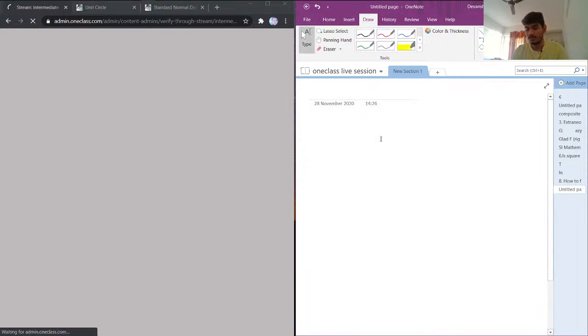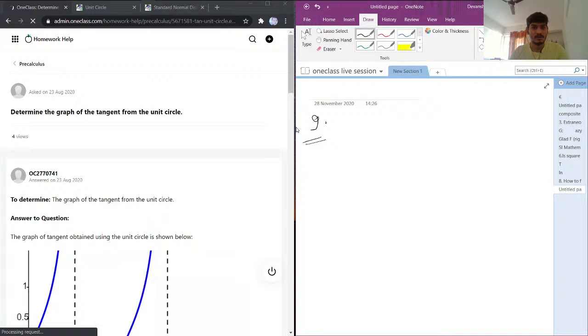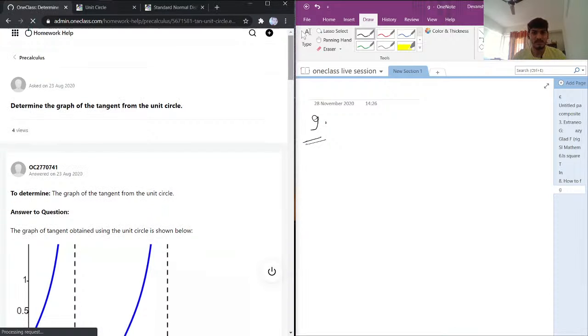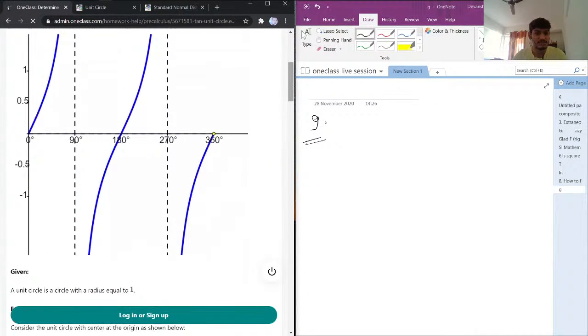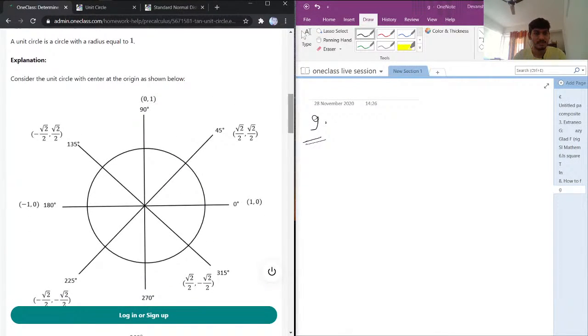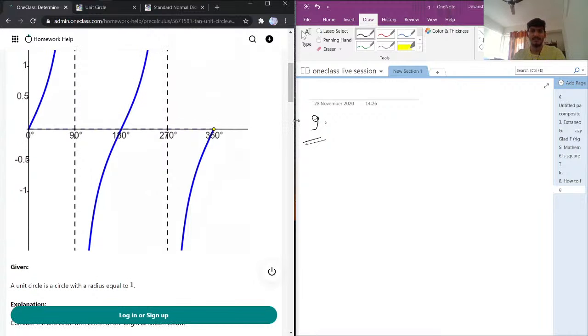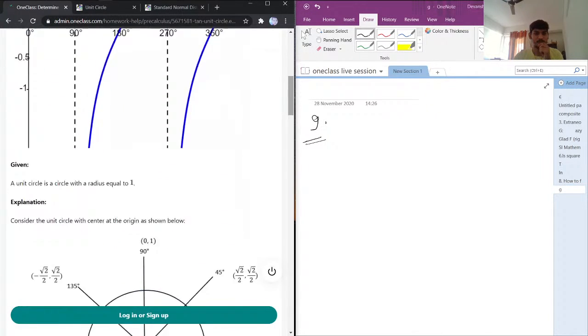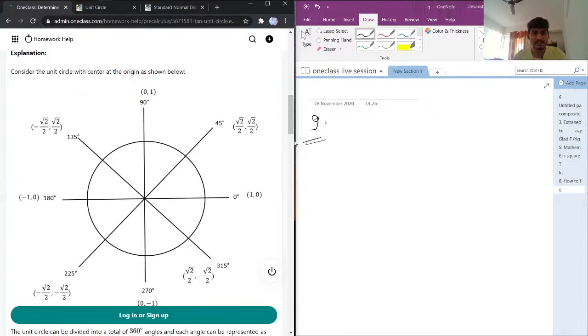Now we will go to our ninth question. Question number 9: determine the graph of tangent from the unit circle. So again, a unit circle question. From the unit circle we are going to calculate tangent for 45, for 135, for 225 and for 315.